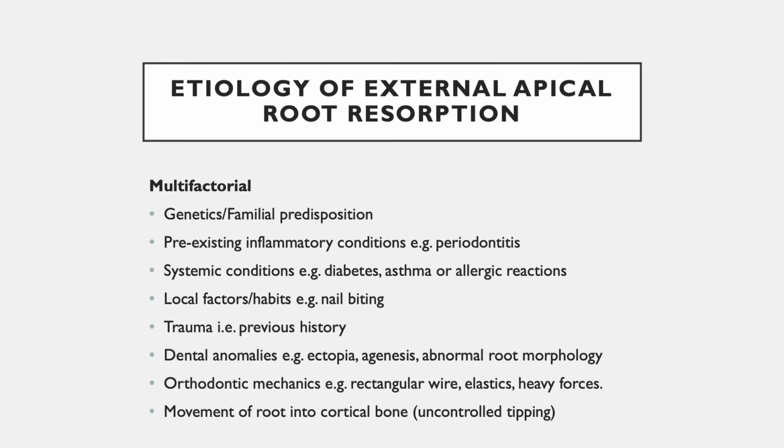There are various reasons for external apical root resorption, which include genetic predisposition, pre-existing inflammatory conditions like periodontitis, systemic conditions like diabetes, asthma, or allergic reaction, local factors and habits like nail biting, previous history of trauma, dental anomalies, and orthodontic mechanics, which include use of heavy elastics and forces and use of rectangular wires. Movement of the tooth root into the cortical bone by uncontrolled tipping can also lead to external apical root resorption.